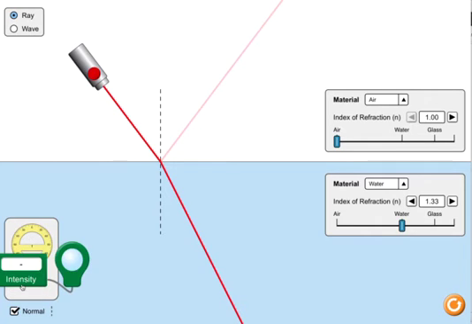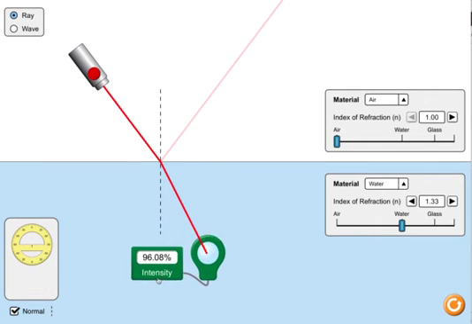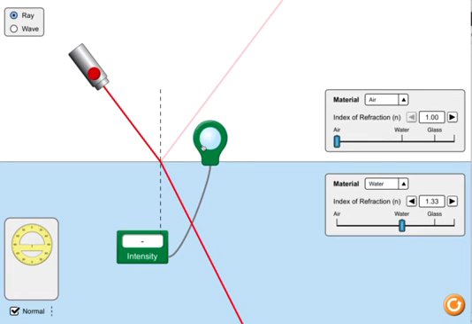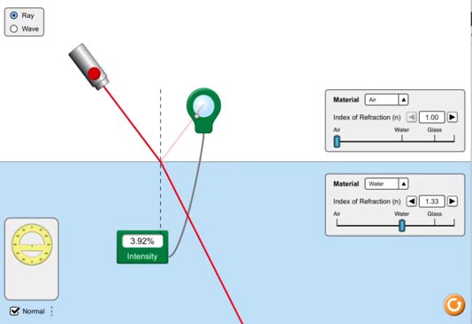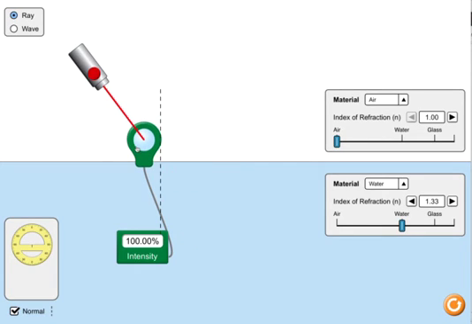There's another tool that allows us to measure the intensity of the light. So you could measure the intensity of the refracted beam. You can measure the intensity of the reflected beam, or you can measure the intensity coming directly from the source.